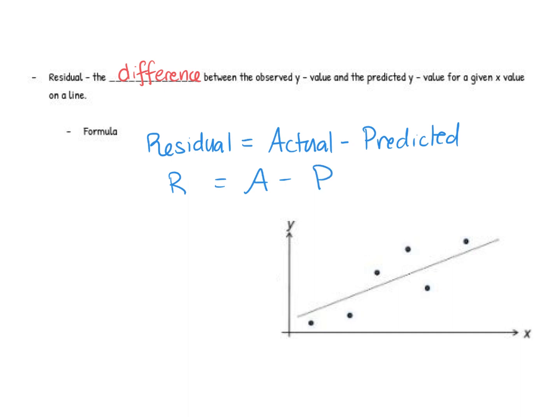And what's happening is our predicted is our regression line here. And then our actual is your scatter plot points. So the residual is just finding that distance there between the regression line and the scatter plot points.